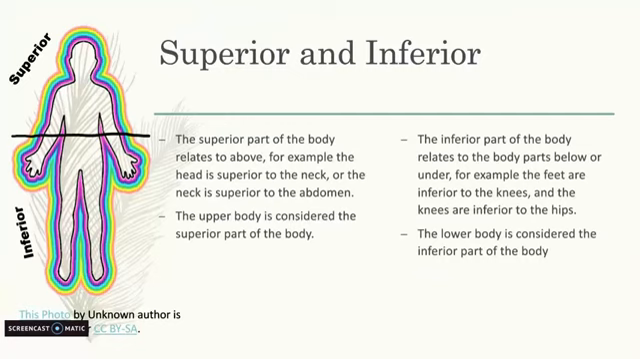Next is superior and inferior. The superior part of the body relates to above. For example, the head is superior to the neck, and the neck is superior to the abdomen. The inferior part of the body relates to the part of the body below or under. For example, the feet are inferior to the knees, and the knees are inferior to the hips.